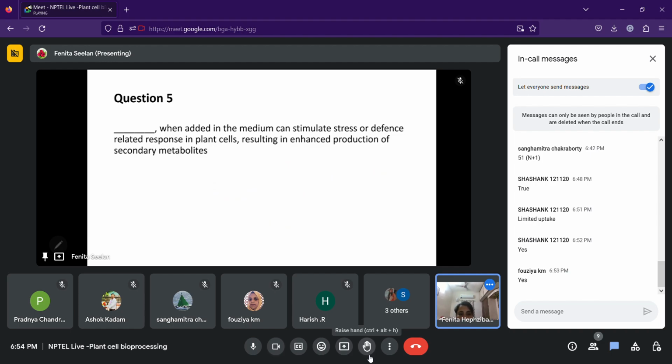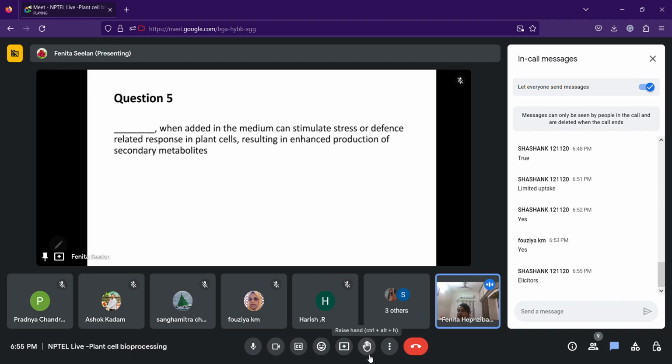Okay, coming to the next question. Dash, when added in the medium, can stimulate stress or defense related response in plant cells, resulting in enhanced production of secondary metabolites. Elicitors, right, exactly. So elicitors, when they are added in the medium, can stimulate stress or defense related response, which will further aid in the enhanced production of secondary metabolites.